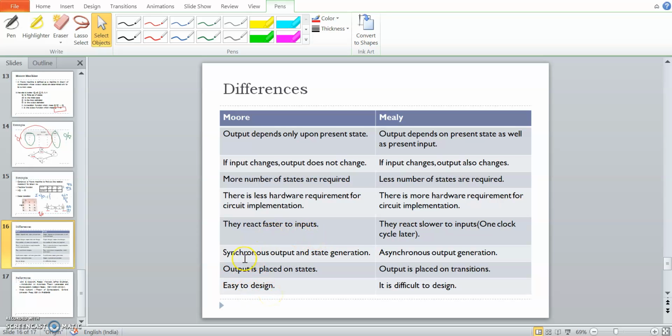And a very important point, synchronous output and state generation. Here we have to synchronize because output is related with the states. So synchronization between the output and state is a must in the Moore machine, whereas it is not required in the Mealy machine. And output is placed on the state in the Moore machine, while output is placed on the transition in the Mealy machine. I hope you understand it.